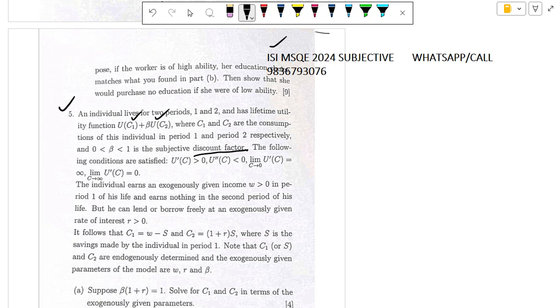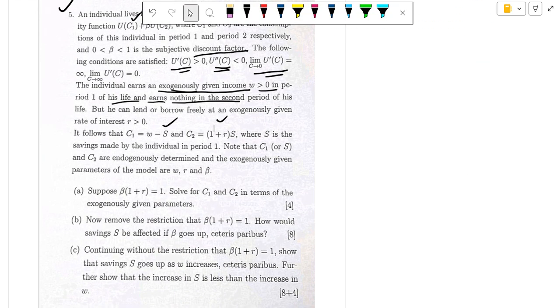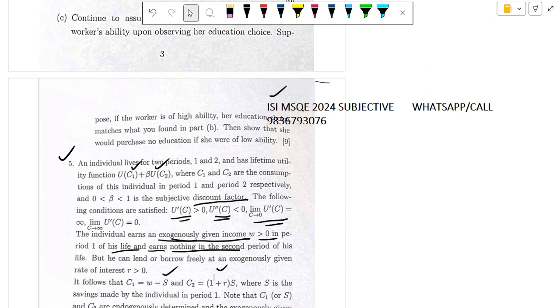The following conditions are satisfied: u'(c) is greater than 0, u''(c) is less than 0, and the limit of u'(c) is equal to infinity. The individual earns an exogenously given income w greater than 0 in period 1, and in his life earns nothing in the second. So it follows that c1 is w minus s, c2 is (1 plus r) into s. Show that beta into (1 plus r) equals 1, and solve the value of c1 and c2 in terms of the exogenously given parameters.